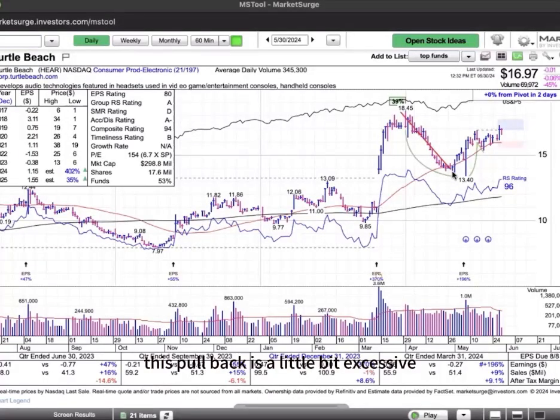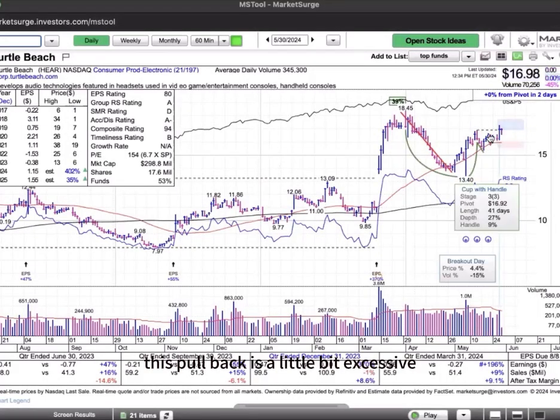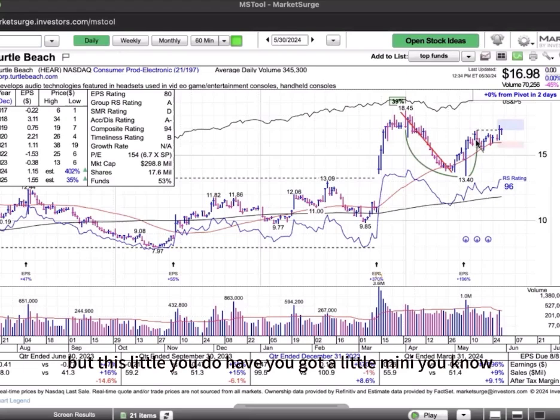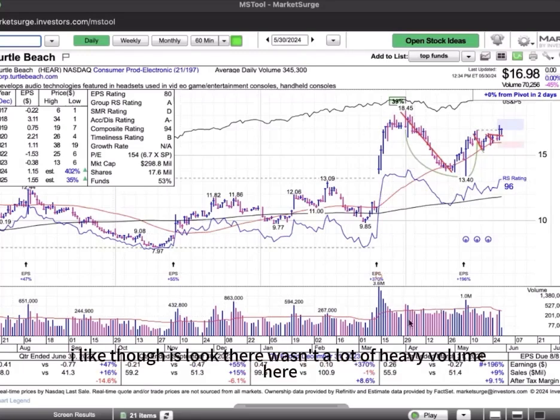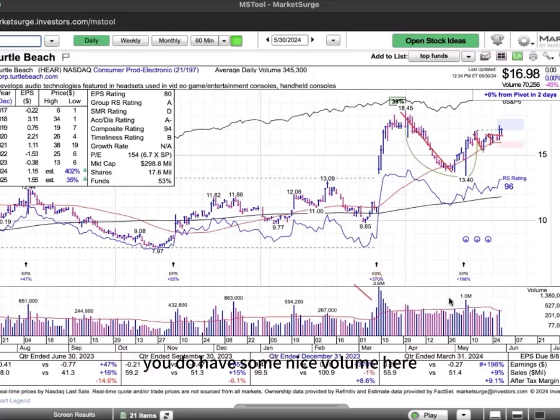This pullback was a little bit excessive, but you got a little mini cheat here. And if I was going to buy this, I would have done exactly what you did. I think it's a decent buy point. You're running into a little bit of supply and the size of this correction. The other thing I like though is, look, there wasn't a lot of heavy volume here. You do have some nice volume here and some good supportive volume here. So look, I think it's a decent use of the tactics.